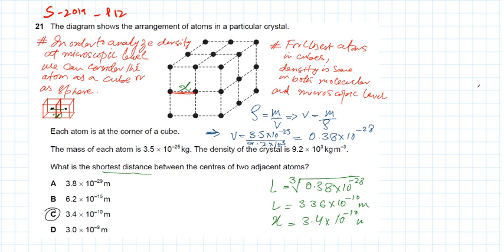So this x is actually the L, the length, which is the shortest distance between the centers of the adjacent atoms. So x will be around 3.4 × 10^-10 meter, which is option number C.